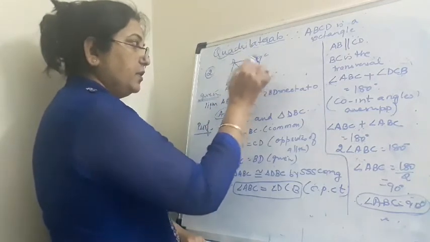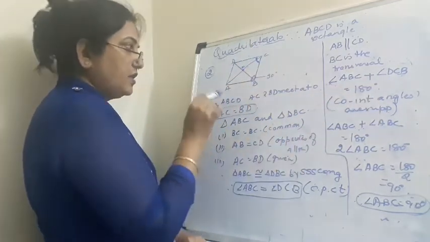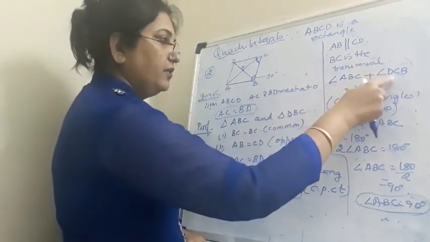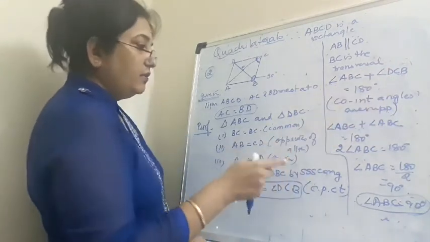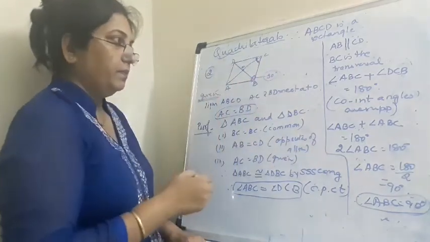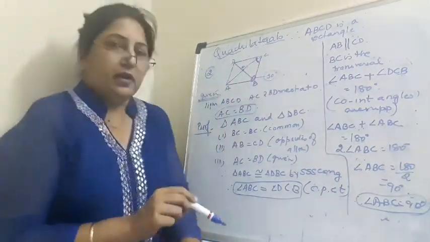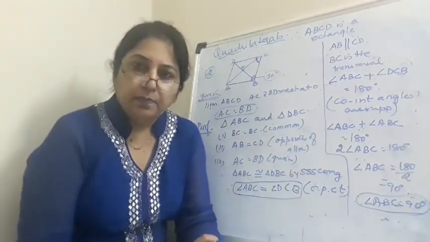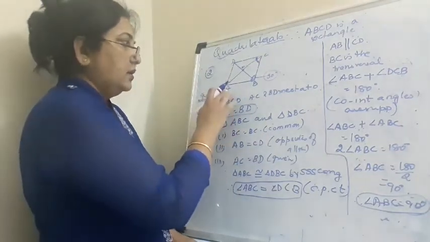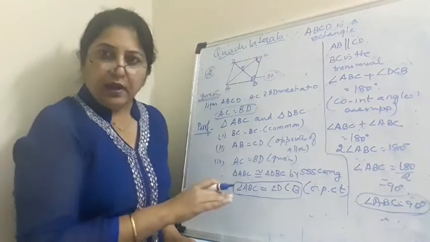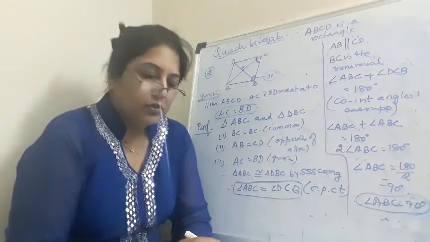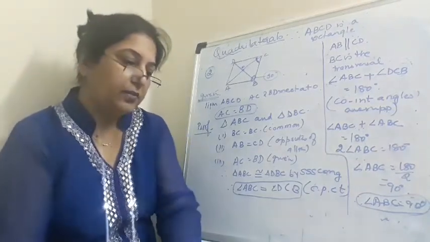Angle B plus angle C, because they are supplementary angles, and we have just now proved that ABC is equal to DCB. So in place of DCB I substitute ABC, and then we prove, after the calculations, that angle ABC is a 90 degree angle. Now since in a parallelogram one angle is a right angle, we can say that ABCD is a rectangle. You can write the last statement as, since ABCD is a parallelogram with one angle as a right angle, therefore ABCD is a rectangle.